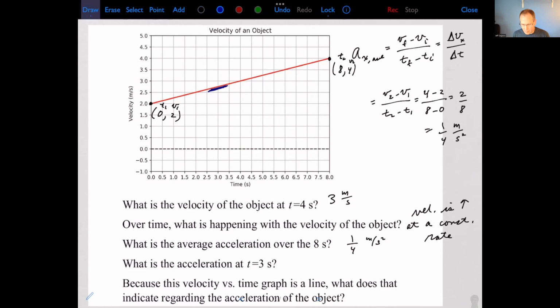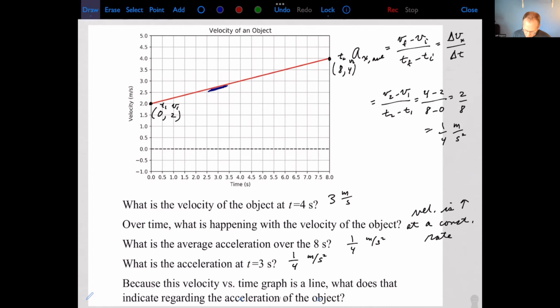But notice again, in this case, this velocity versus time graph is linear, right? So those slopes do not change. That's going to be the same slope as what I just calculated, right? They don't change over time. So in this case, the acceleration right at 3 seconds is also going to be 1/4 meters per second squared.